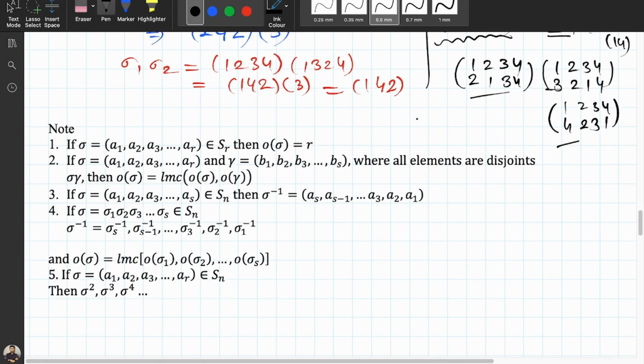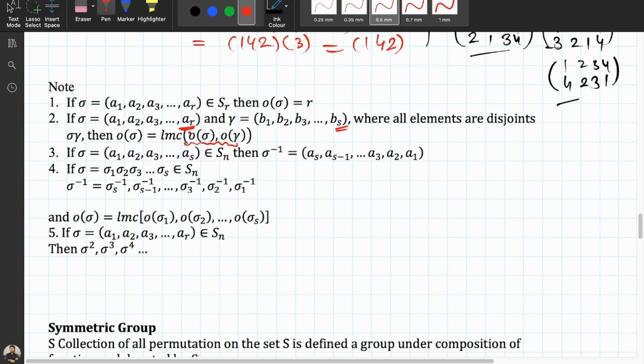Now some results are there. If sigma is the cycle a1 a2 a3 up to ar belonging to S_n, then the order of sigma is equal to r. The order of sigma equals the length. A simple criterion. Now if you have two permutations, sigma and gamma, where the length is r for this and s for this, then what is the order of the multiplication? That is simply the LCM of r and s. That's the simple observation we can make from here.